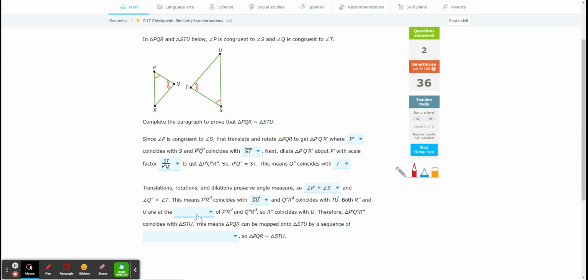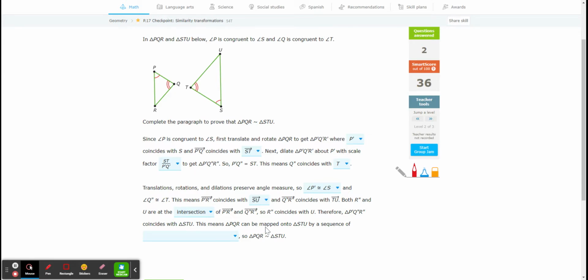Both R and U are at the, so let's see, PR and QR. So R is at the intersection of PR and QR. And U is at the intersection of it. So R coincides with U. Therefore, triangle PQR coincides with STU.